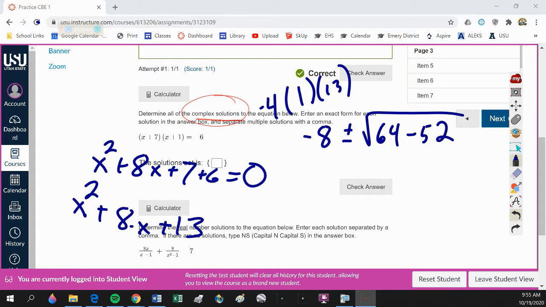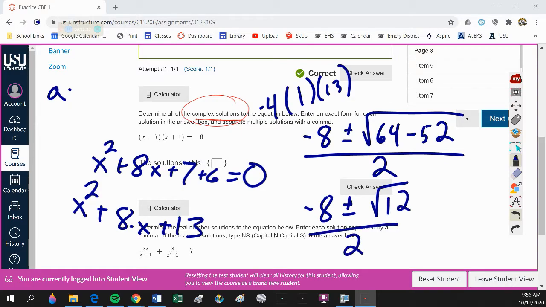So complex numbers are in the form a plus bi. So what it's saying is find the solutions. They might be real, they might be imaginary. So in this case, there is no i, but technically real numbers are complex numbers as well. Okay, divide that by 2. 64 minus 52 is going to be 12. So -8 plus or minus the square root of 12 over 2.